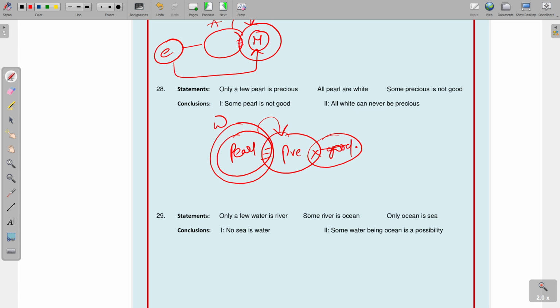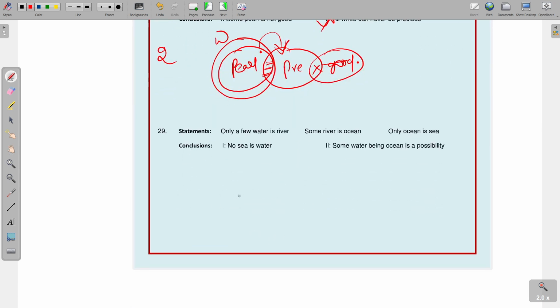All white can never be precious. So white here and precious here. Actually all white can be precious, so it definitely does not follow. Why? Because only some part of pearl is precious, and all pearl is white, so all white can never be precious. It definitely follows. Only 2 follow.